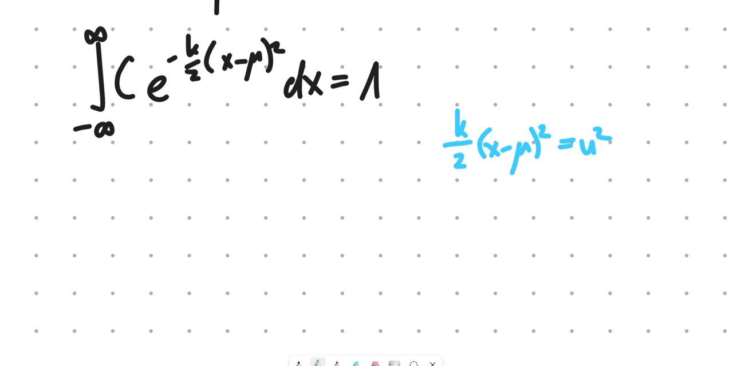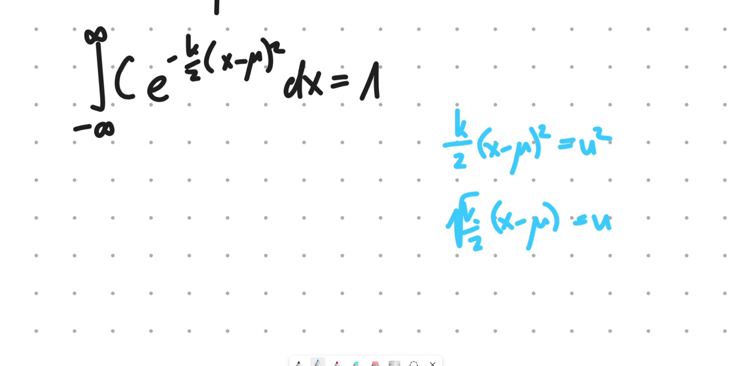Why did I call it u squared and not u? If I call it u and take the square root on both sides to get the x out, I'm going to have a problem with the square root of u, and I don't want square roots of u. So I'm going to call it u squared, so that if I take the square root on both sides, I get a normal u. So the square root of k divided by 2 times x minus mu is equal to u.